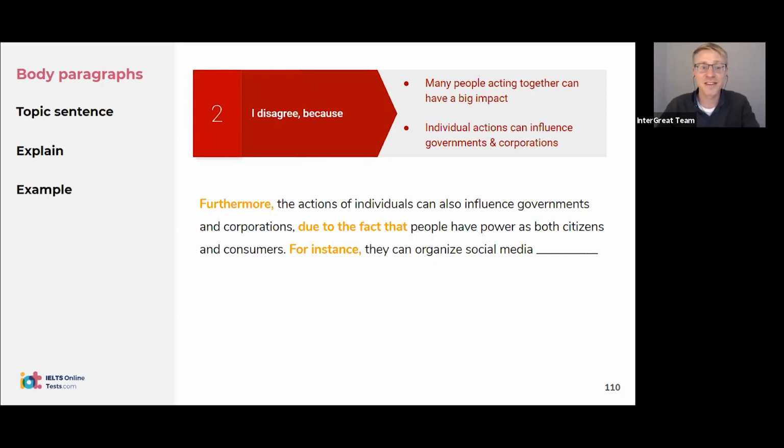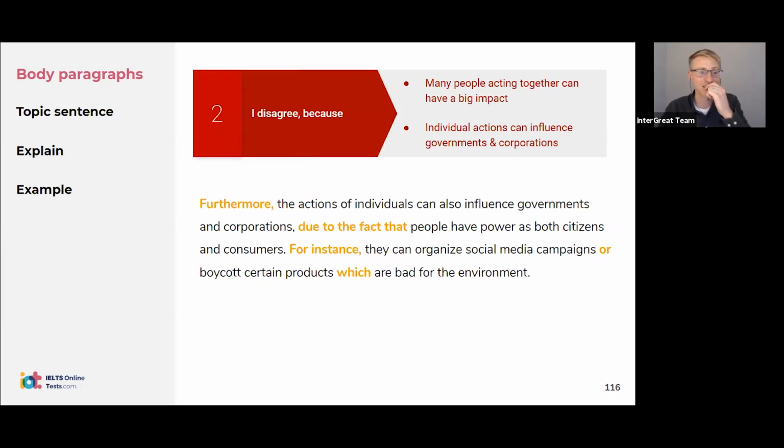It's a good idea. So they can organize, here I've said social media campaigns. Exactly, Jirish. Social media campaigns, nice collocation. And I think one of you mentioned this before, boycott certain products. Boycott, does anyone know what this means? It's a nice expression. It's when you stop buying a company's product to protest against the company's policy. So I don't like what Nestle is doing, so I won't buy their products. I stop buying their products. Exactly. Just means to stop buying a product, which are bad for the environment. Okay. Thank you, Pavel. Very good.